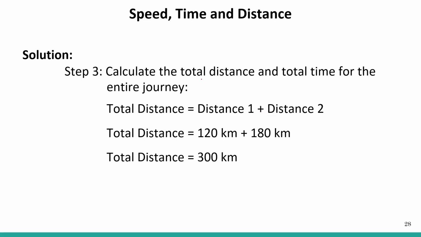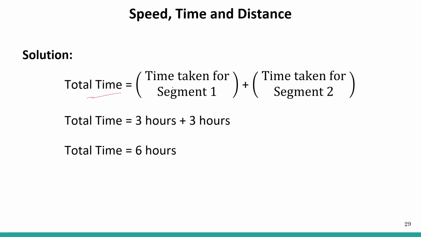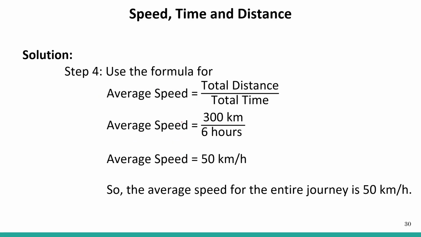Now calculate the total distance and total time for the entire journey. Total distance will be distance 1 plus distance 2, which becomes 300 kilometers. Total time will be the time taken for segment 1 plus the time taken for segment 2. So 3 hours plus 3 hours is equal to 6 hours. So 6 hours will be the total time. Use the formula: average speed is equal to total distance by total time. So 300 kilometers by 6 hours is 50 kilometer per hour. So the average speed of the entire journey will be 50 kilometer per hour.